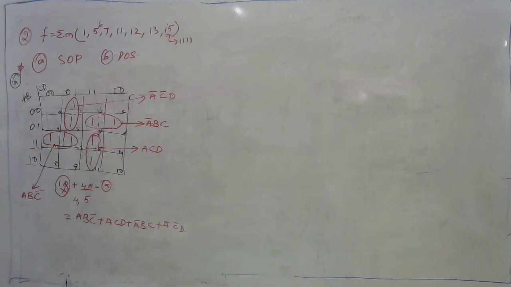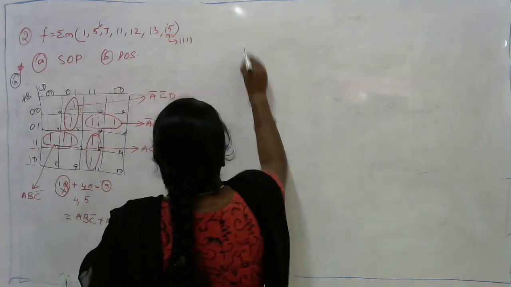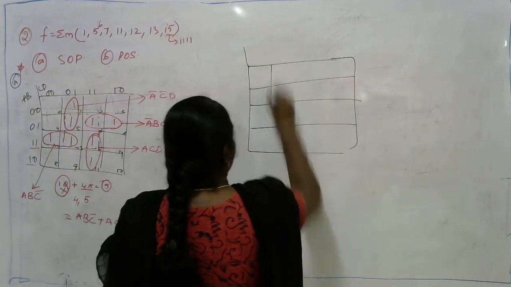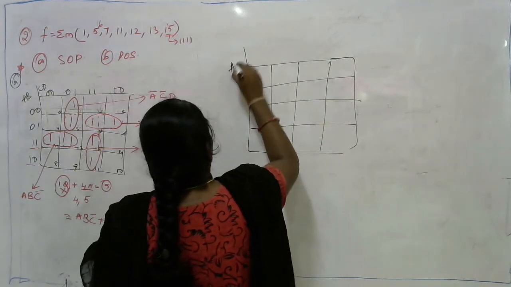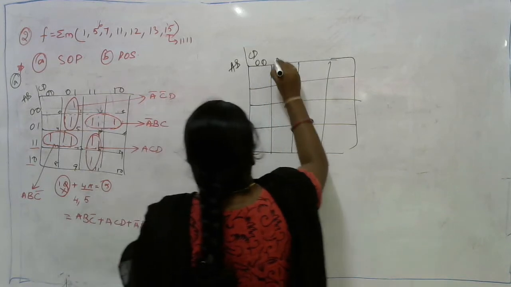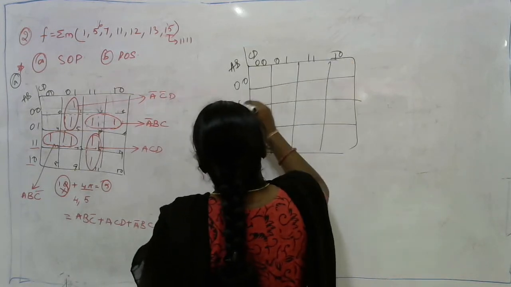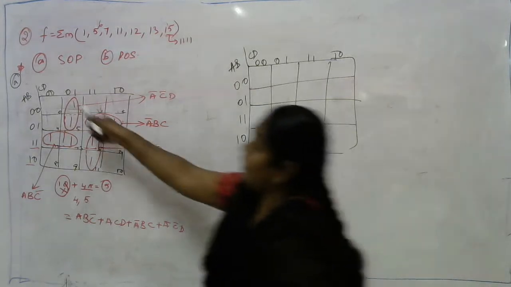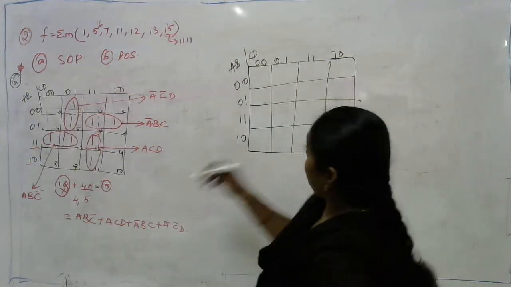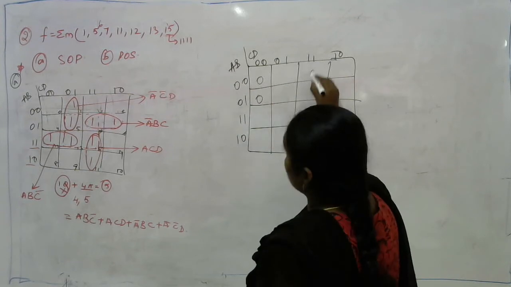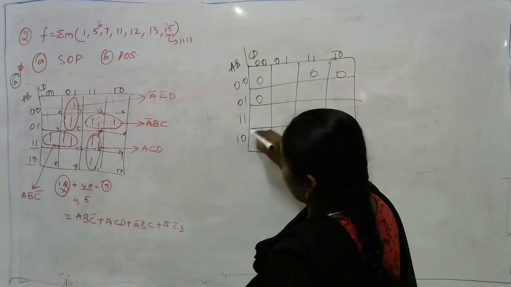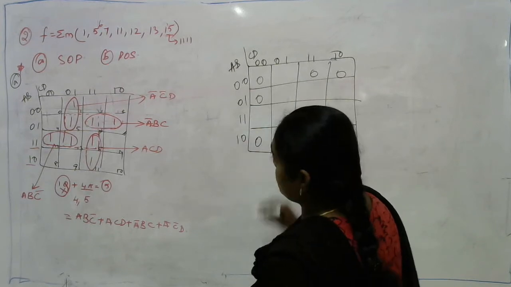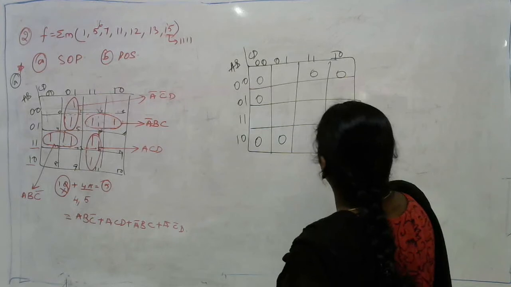Similarly, if I want to perform the POS, what I am doing over here is just drawing the four variable K map. Whatever numbers are not there in the given question, those I need to consider for the POS. And in case of the POS, instead of representing it as 1, now we need to represent it as 0. So the leftover is 0, 4, 2, 3, 8 and 9 are also 0, 10 is 0, 14 is 0.